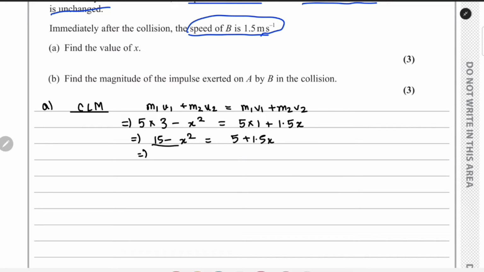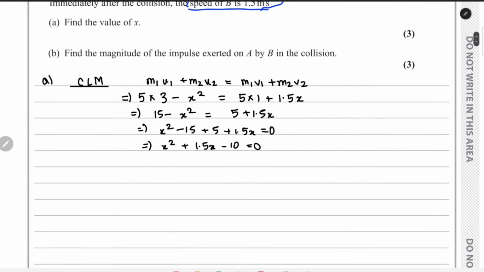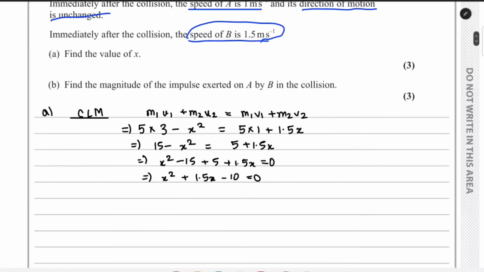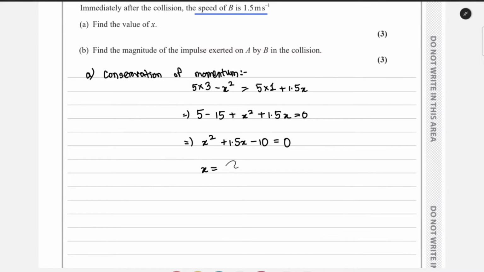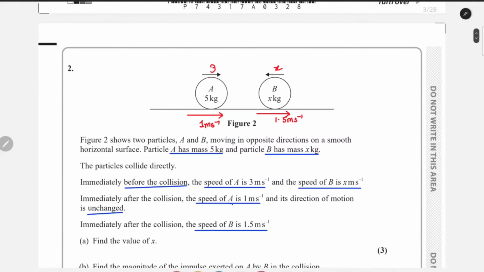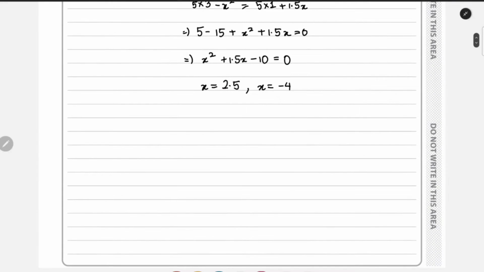If we move this to the right, we'll get x squared minus 15 plus 5 plus 1.5x equals 0. So we'll get a quadratic: x squared plus 1.5x minus 10 equals 0. Now if we solve this, then we'll get the value of x. So we'll get the values x equals 2.5 and x equals minus 4. We cannot take the negative value since x has to be positive. If x was negative, it would mean that it's moving away at a speed of 4 meters per second. So they wouldn't even collide if that was the case. So we'll not take this. So x equals 2.5.